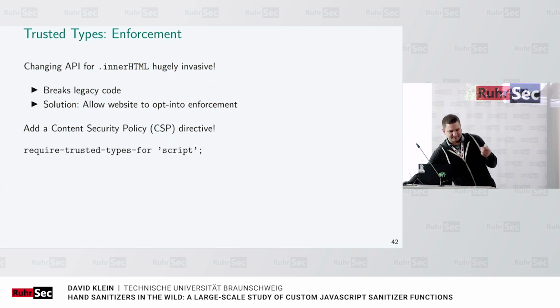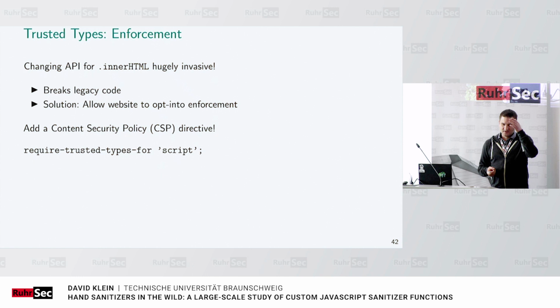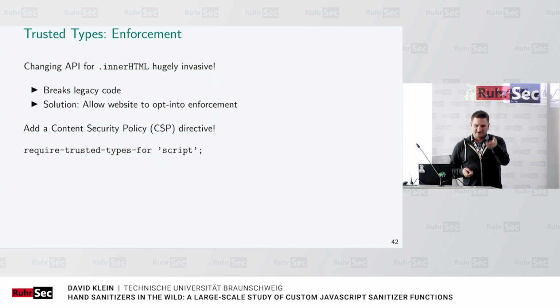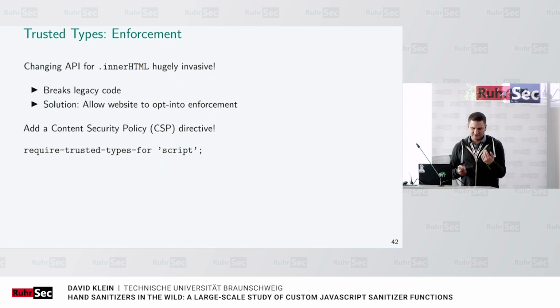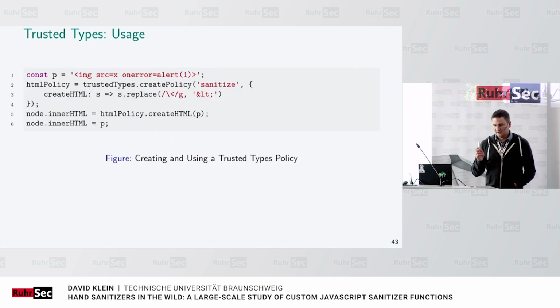And yeah, you can basically say all sink access has to go to the trusted types thing first. And if you have rewritten or adapted your website to trusted types, then it will work. And if you haven't, then without the content security policy, nothing changes pretty much. And you would use it basically like this.